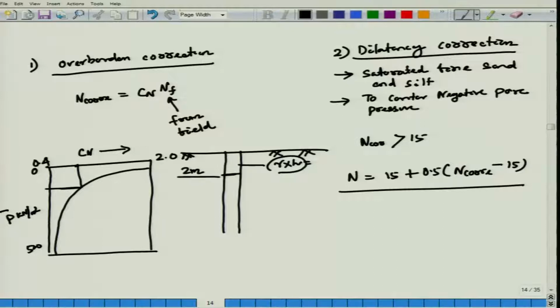Now, one of these has been given by Hatanaka and Uchida 1996.